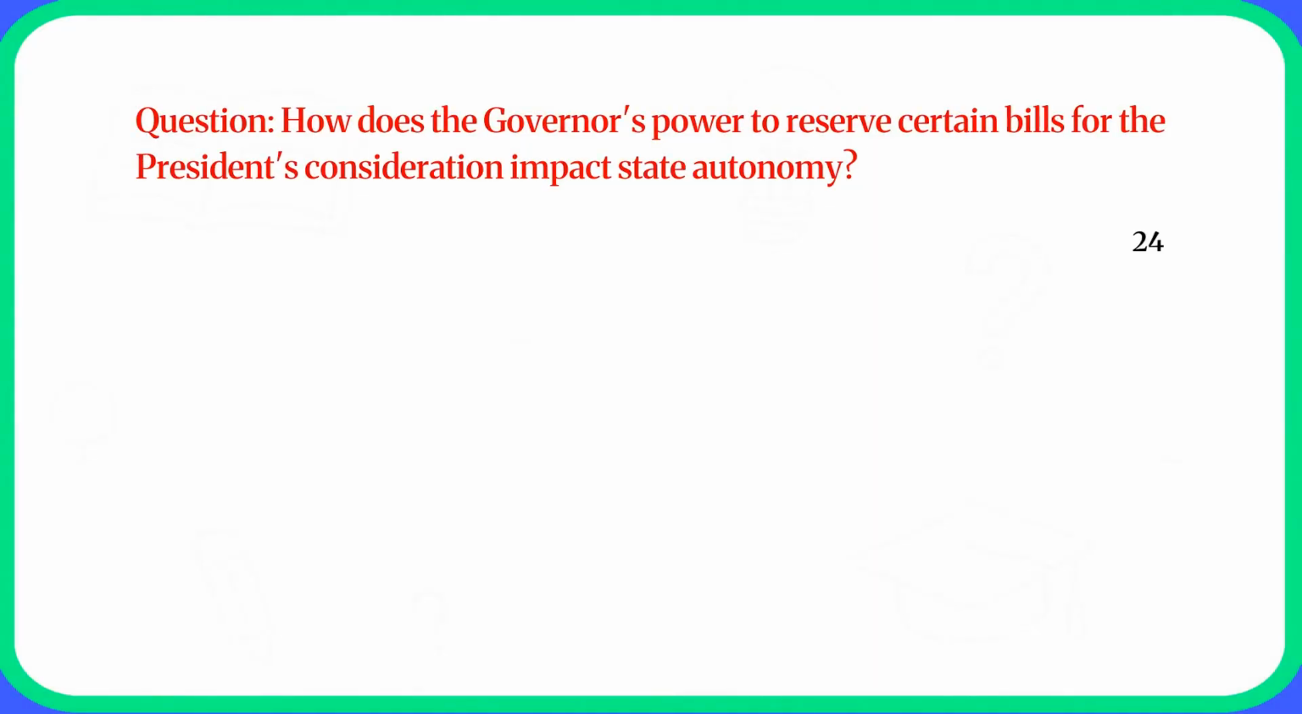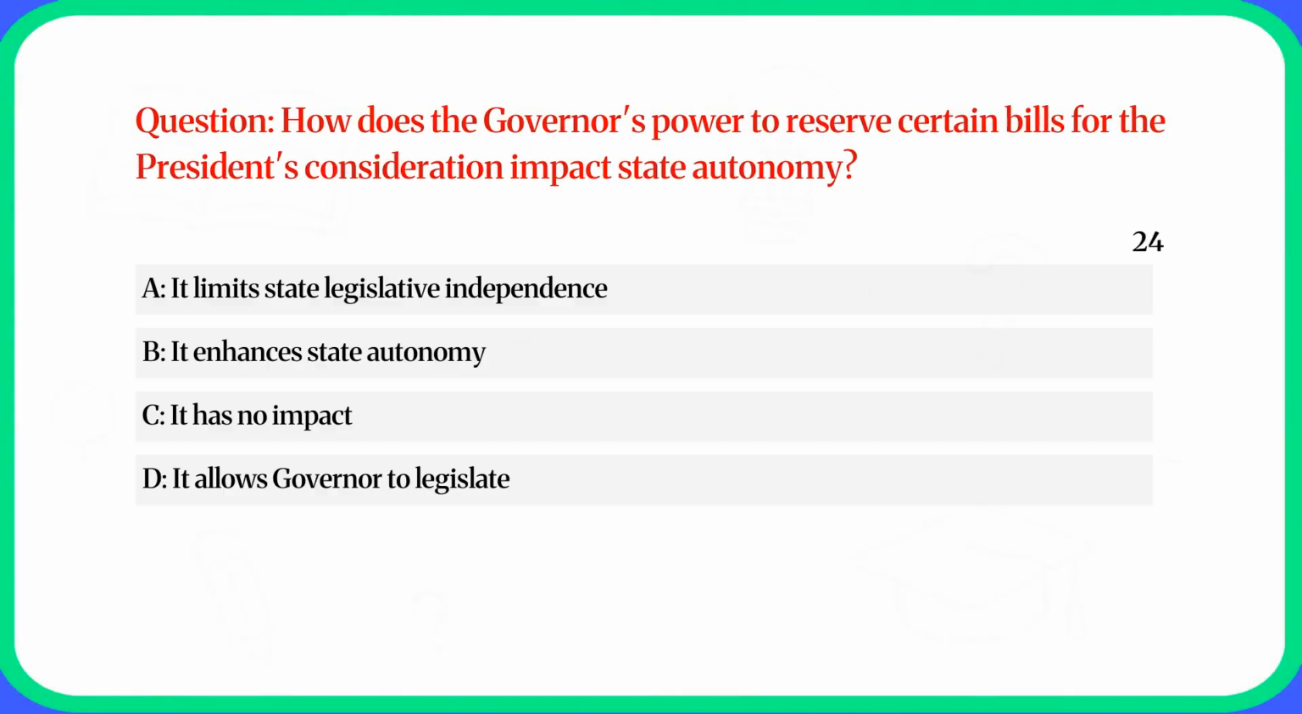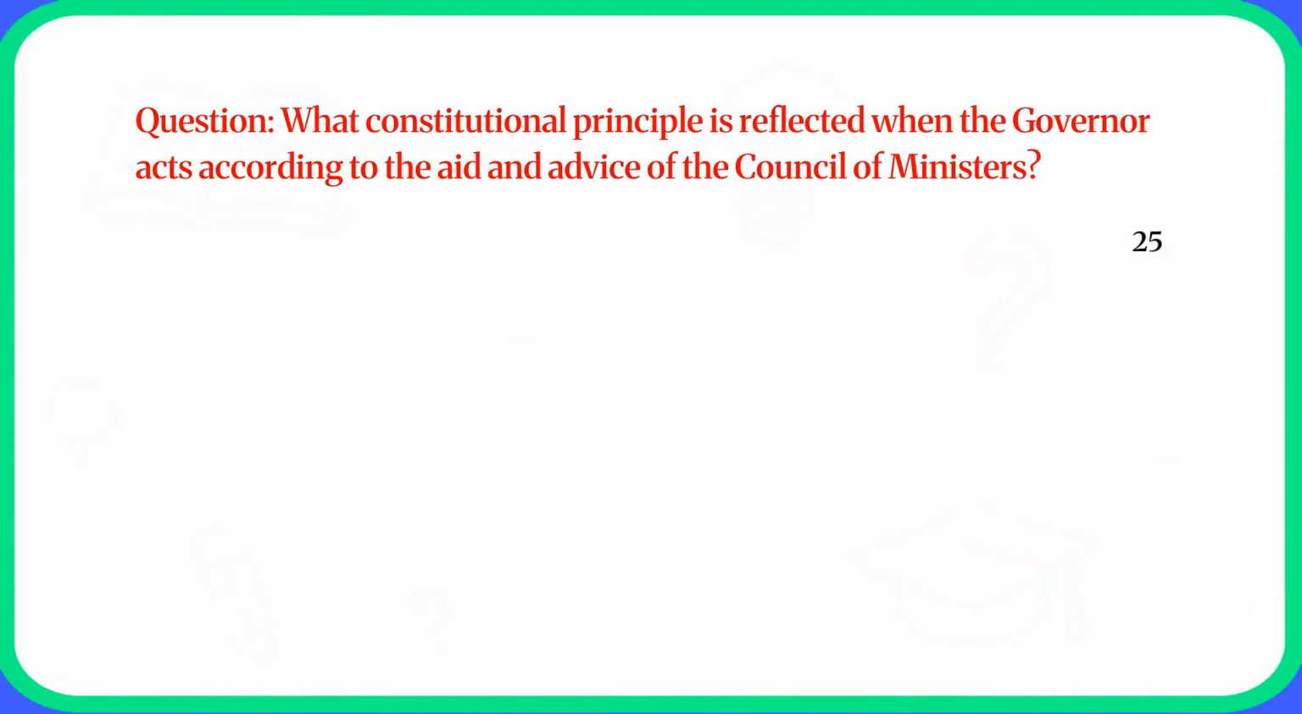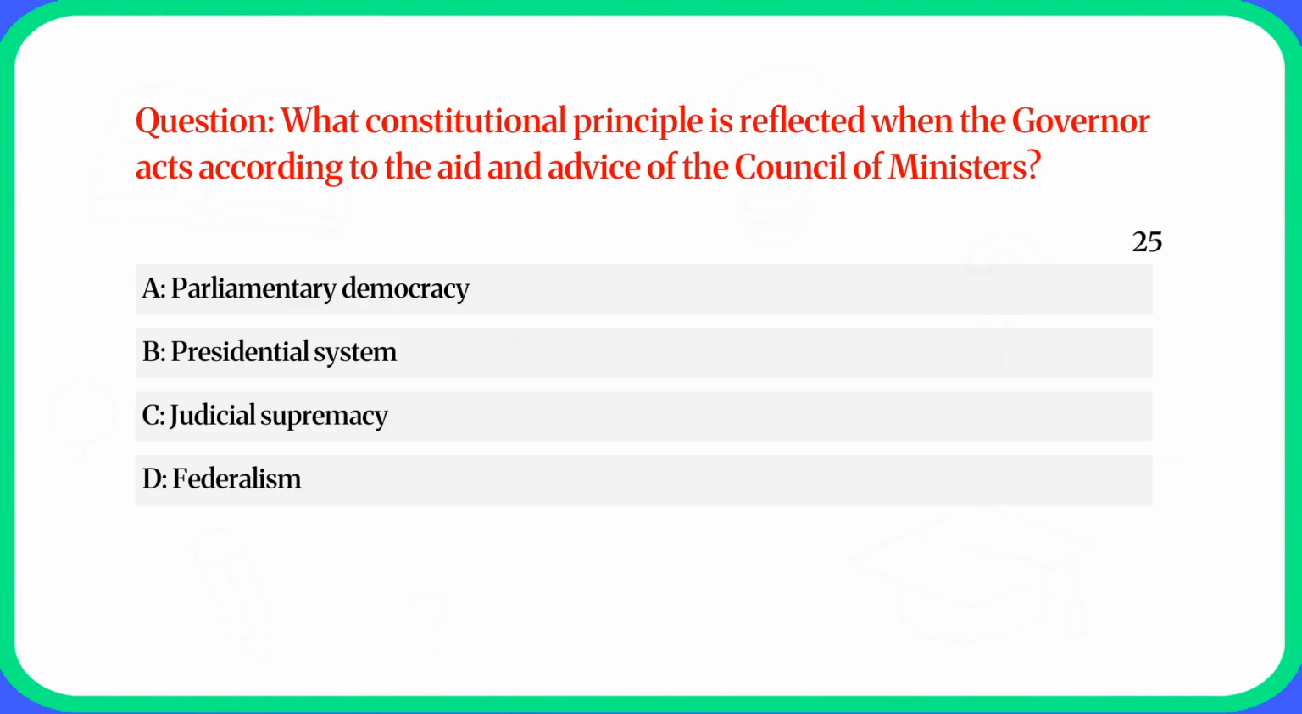Question. How does the governor's power to reserve certain bills for the president's consideration impact state autonomy? Answer A. It limits state legislative independence. Question. What constitutional principle is reflected when the governor acts according to the aid and advice of the Council of Ministers? Answer A. Parliamentary democracy.